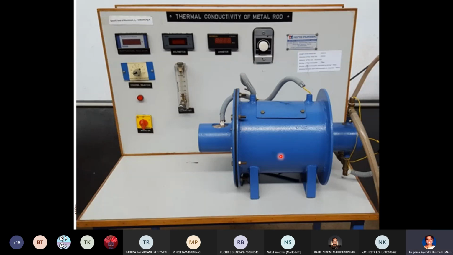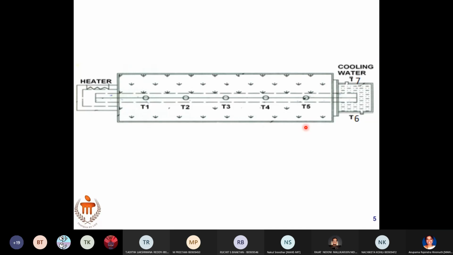This is the experimental setup. And once again, I'm repeating, students are required to draw a line diagram of the experimental setup. This is how many of the students draw this sketch. This is not the experimental setup. This is to show how the thermocouples are arranged inside or on the metal bar which is placed inside the setup. So this is not the setup sketch. Please don't draw this sketch and expect marks.